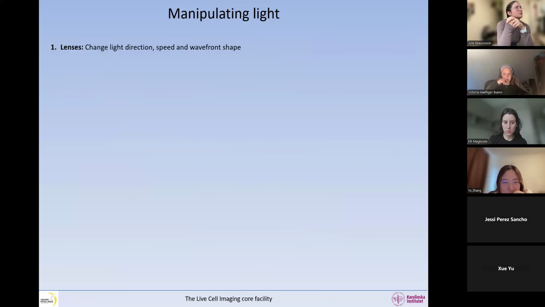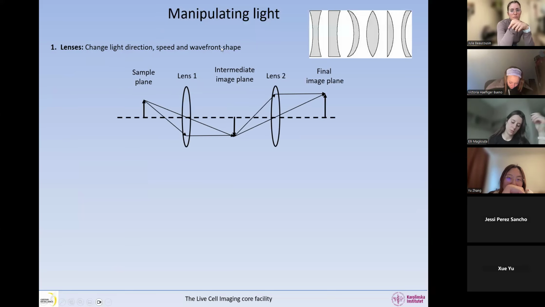So when we use lenses in our microscope, what we're doing is changing the light direction, the speed, and the wavefront shape. Maybe you have seen this at school as a kid: we had a little candle, and then a lens, and we get an image of the candle, and the image is upside down. Then we had a second lens, and the image is upright.